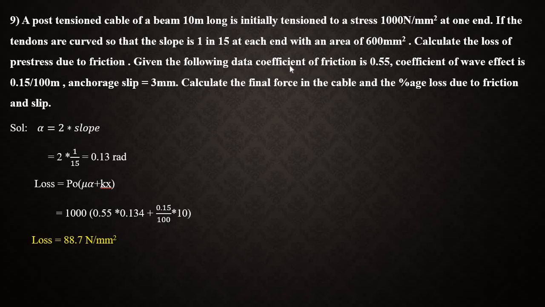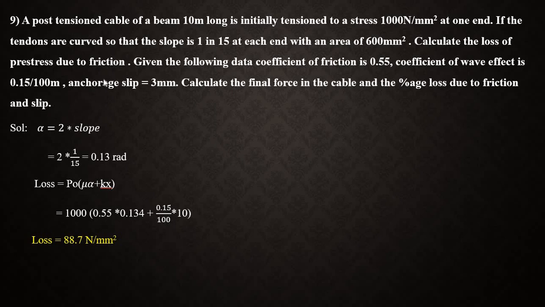Given the following data: coefficient of friction is 0.55, coefficient of wave effect is 0.15 per 100 meters, anchorage slip is 3 mm. Calculate the final force in the cable and the percentage loss due to friction and the slip. Here they are clearly asking us to find the percentage loss due to friction and the slip.